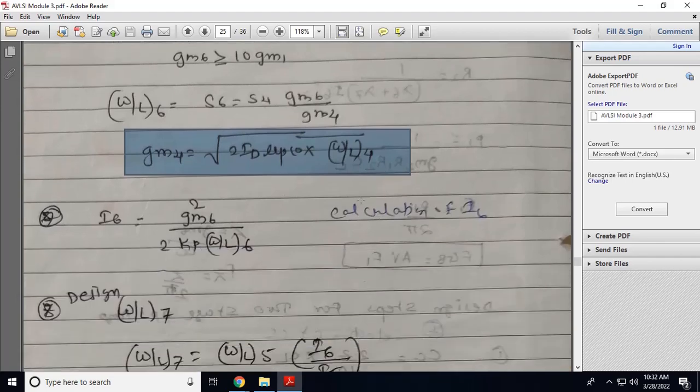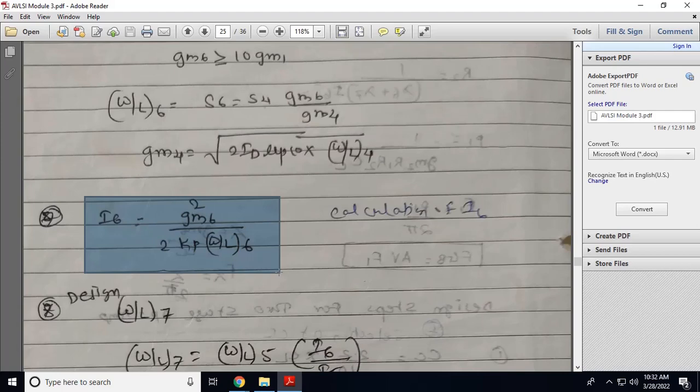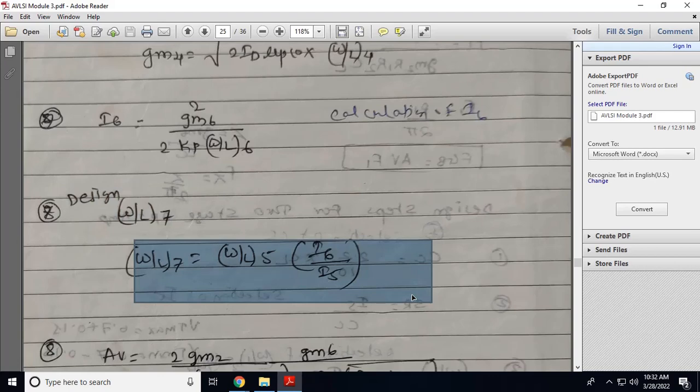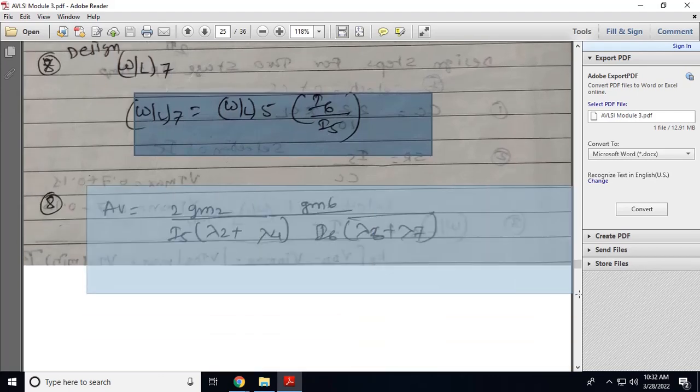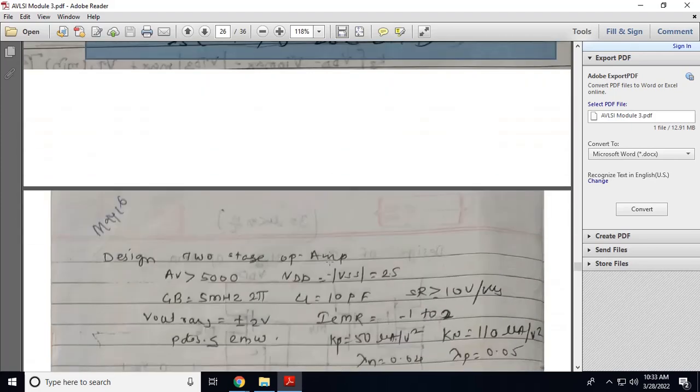Next step is the calculation of I6. So I6 is equal to GM6 squared divided by 2 kp W by L of 6. Then design size of 7, which is equal to size of 5 times I6 divided by I5. The final step is to calculate the voltage gain. So AV is equal to 2 times GM2 divided by I5 times (lambda 2 plus lambda 4), multiplied by GM6 divided by I6 times (lambda 6 plus lambda 7).